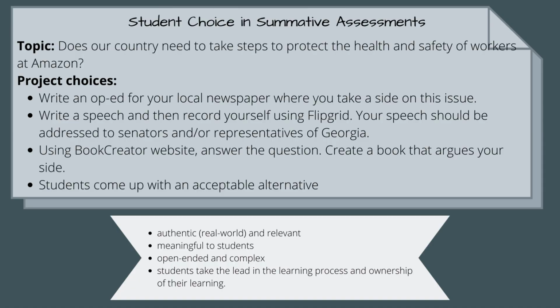For this unit, students had to answer this question: does our country need to take steps to protect the health and safety of workers at Amazon? To answer the question in an argumentative fashion, students could use Google Docs to write an op-ed for the local newspaper. They could use Google Docs to write a speech and then use Flipgrid to record themselves, with the possibility to send the speech to senators and representatives.